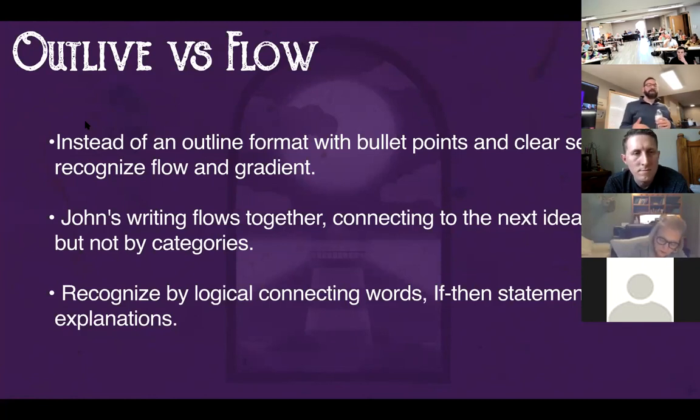So instead of an outline format with bullet points and clear sections, we recognize flow and gradient. We recognize how he is talking about what he is talking about. That's flow, where he's connecting the next idea logically, but not by categories. What does that mean? That means there's a lot of words in there where he says because, or so that, or for, and therefore, kind of like Paul, but he's kind of lumping them all together. And it is logical, but it's not all in a neat category. And so he's like saying, like, here we go.